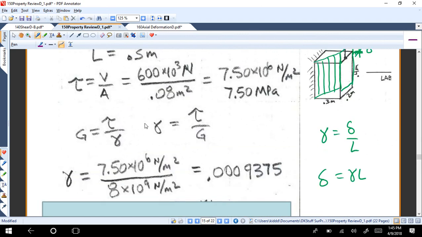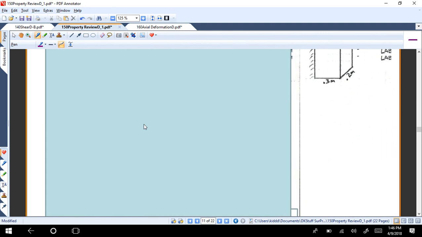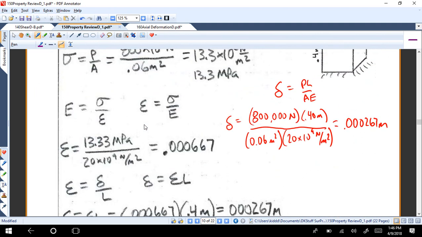So if you go back to what we were just working on there, you could apply that. If all you want is delta, you don't need to go through all those steps. You could just do this. Delta is just PL over AE, and just do it that way. And knowing delta is a pretty common thing to want to know. It's something that you might want to know just for its own sake, or you use that sometimes in other applications to find other things.